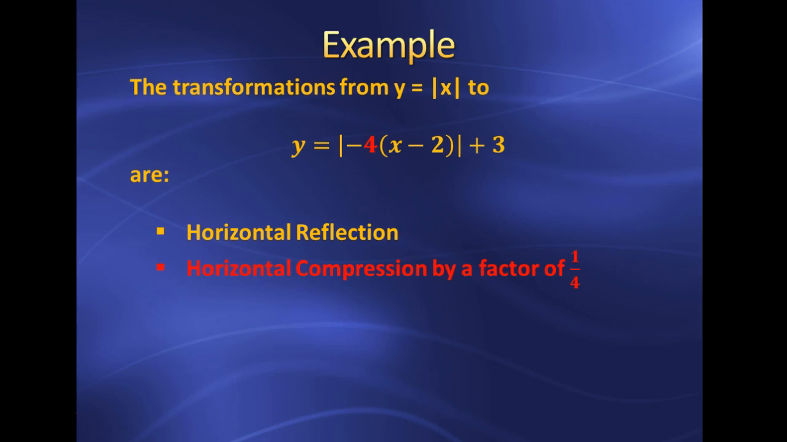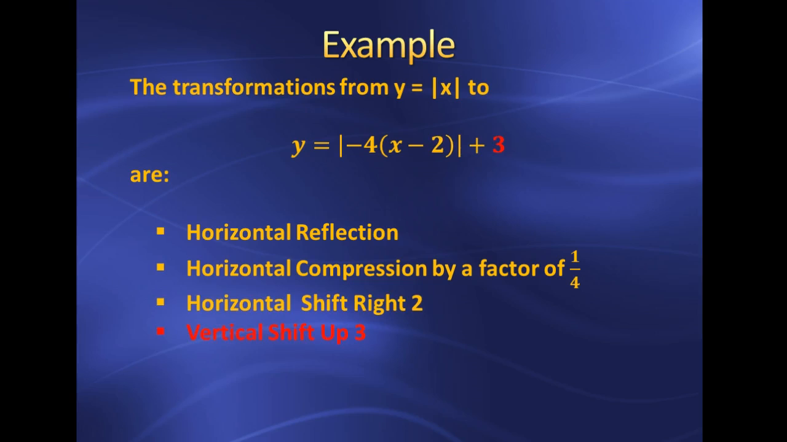Then we have a horizontal compression because the positive value 4 is greater than 1, and it's a horizontal compression by a factor of 1/4. Next, because b is already factored out, we see that we have a horizontal shift to the right 2, and finally we have a vertical shift up 3.